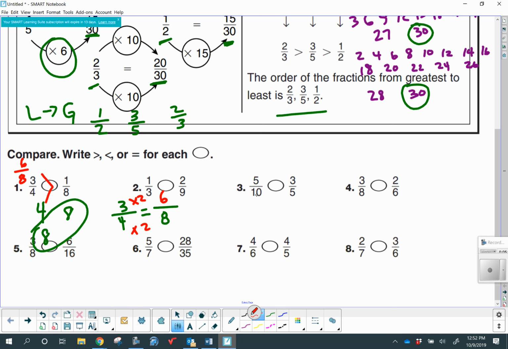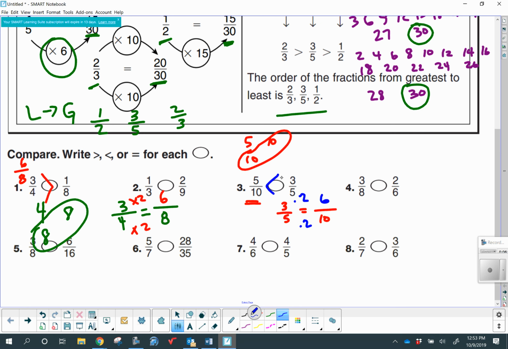So we have 5/10 and 3/5. I need to find a common denominator. If I count by 5s, 5, 10, then 10. So I know my common denominator is going to be 10. This fraction is already in tenths, so I don't need to change it. 3/5 equals how many tenths? 5 times 2 is 10. So I'm going to do the same thing to the top. So 3/5 equals 6/10, and then I know 6/10 is bigger than 5/10.